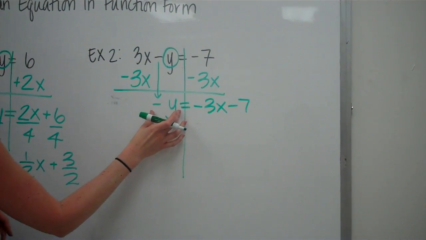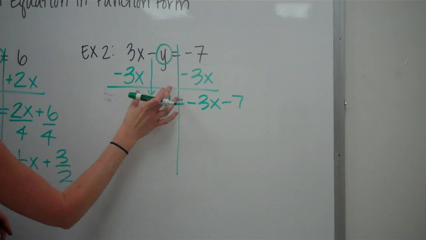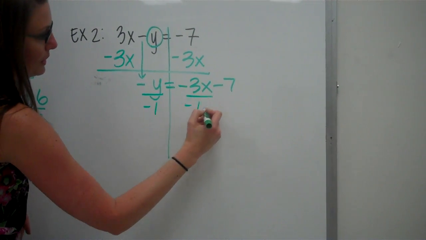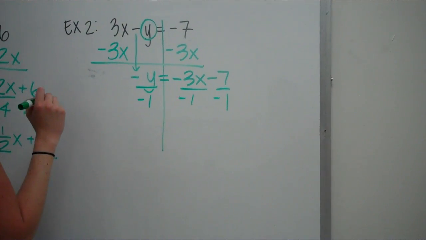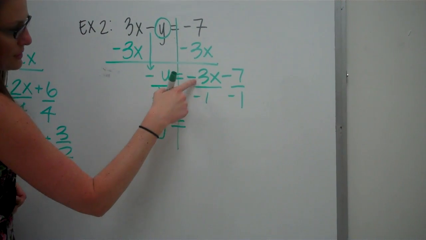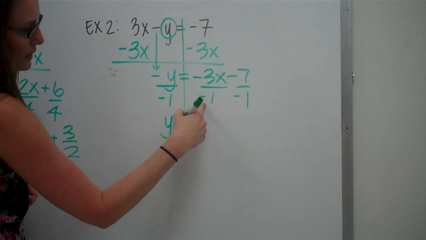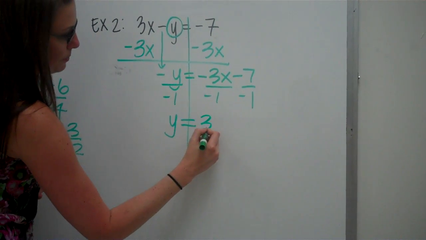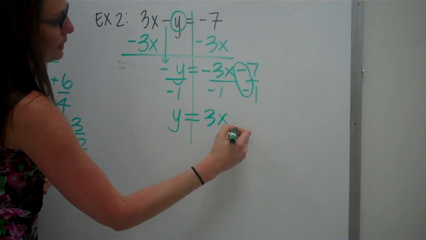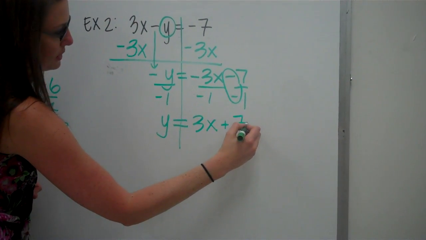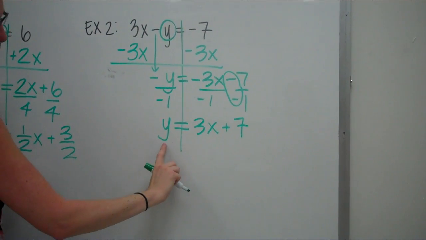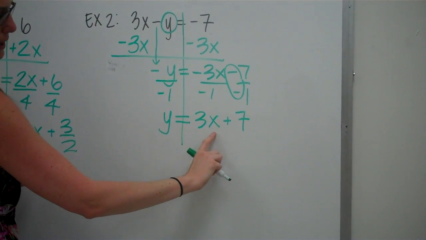So now your last step, since there is that invisible coefficient of -1 sitting here, we want to divide every single piece of our equation by -1. So a negative divided by a negative becomes positive. Same thing here, we have a -3x divided by a -1, so that's going to become a positive 3x. And then once again, we have another negative divided by a negative, so it's going to become a plus 7. So 3x minus y equals -7, written in function form, would look like y equals 3x plus 7.